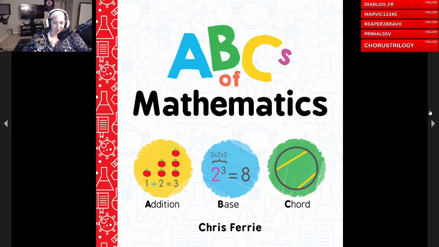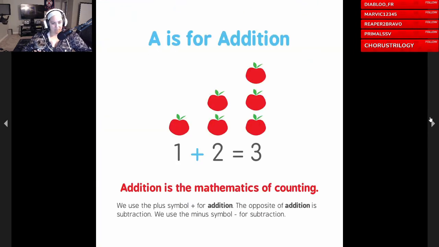ABCs of mathematics. A is for addition. Addition is the mathematics of counting. We use the plus sign for addition. The opposite of addition is subtraction. We use the minus sign for subtraction. This equation says 1 apple plus 2 apples is equal to 3 apples.